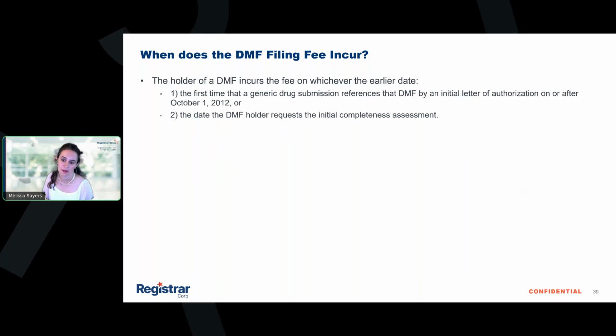When the fee is paid and FDA does the assessment, once that assessment is considered complete by FDA, then FDA has a public list where they list these master files that they've completed this for. That helps if a sponsor is looking for a manufacturer to match up with, they can see that the master file has been reviewed by FDA, and that can help accelerate the approval of the application.